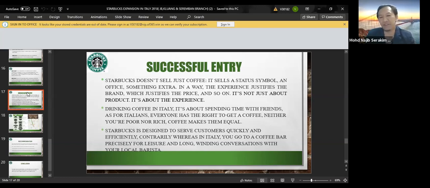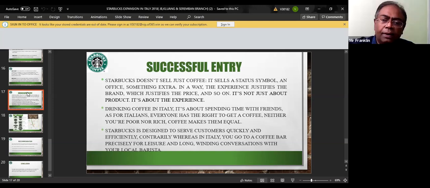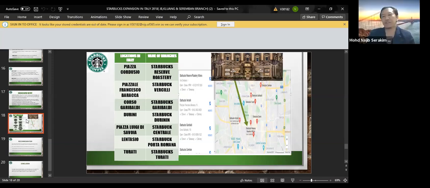So, however, their first step. Yes, the first step in Milan has made their expansion to other branches, which as of 2019, they already opened 6 branches, started with the Piazza Cordusio at Milan.